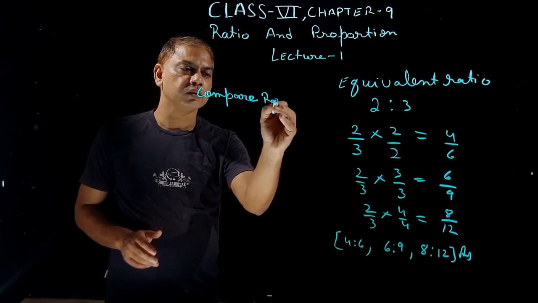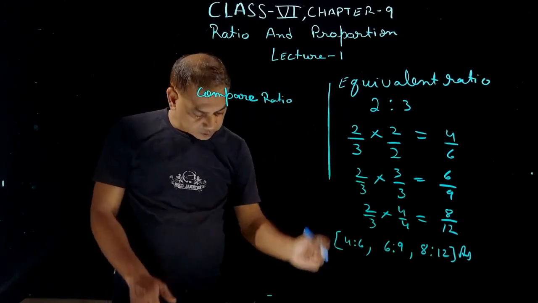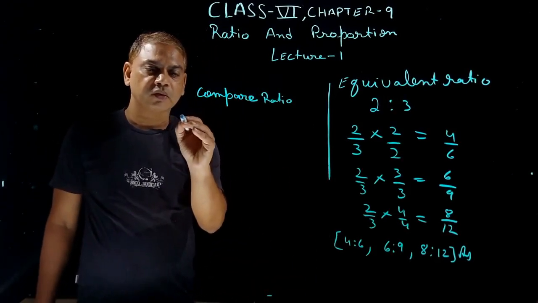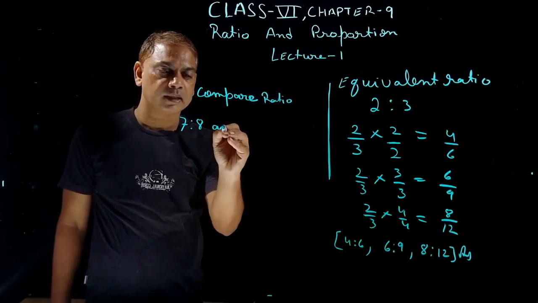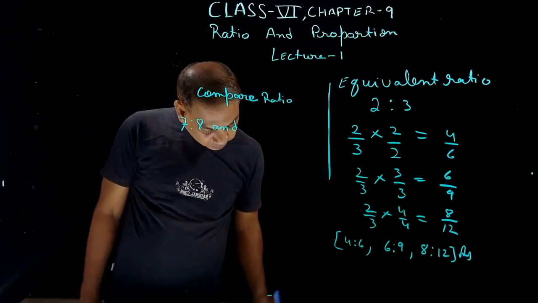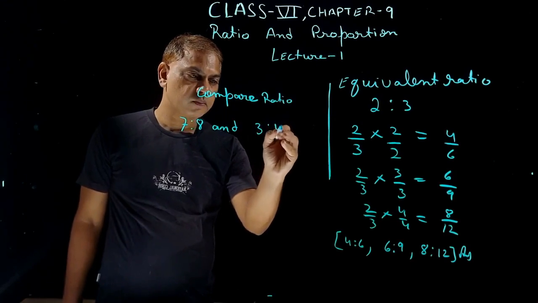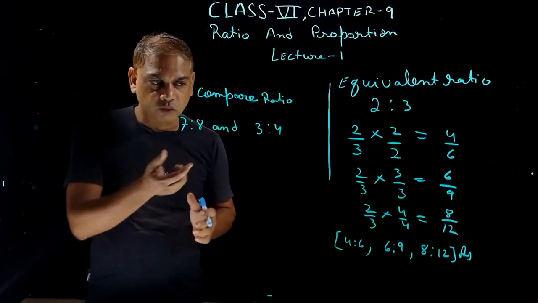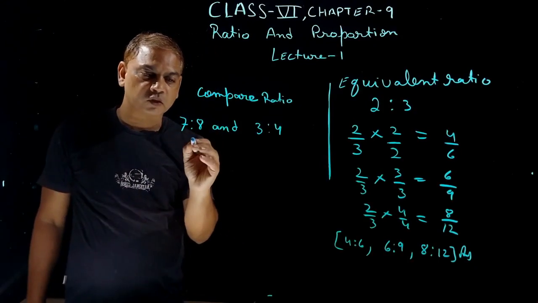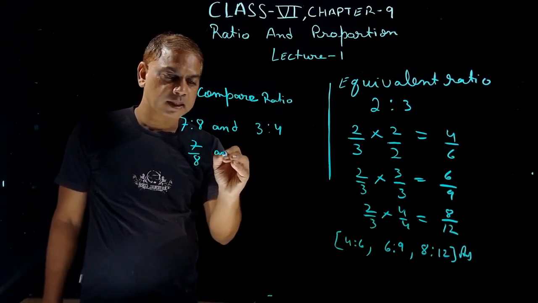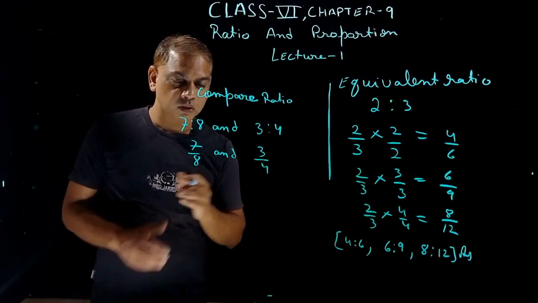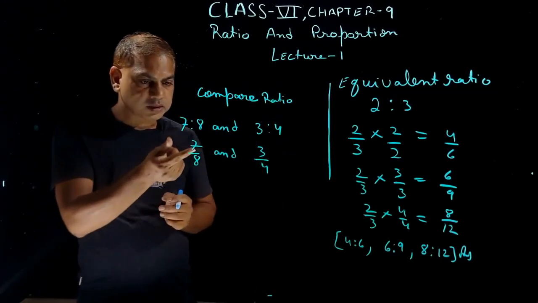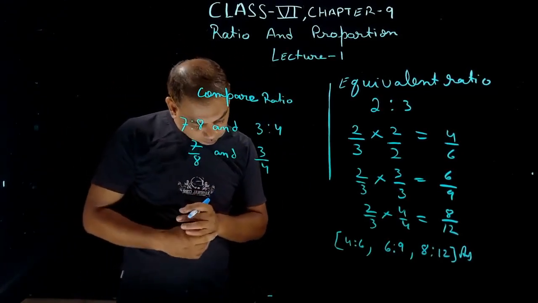Compare ratio. Okay. Now with an example I will explain to you. Let's say we have two ratios, 7:8 and the second one is 3:4. Now you have to compare them. What you will do, you will write them in fraction form, 7/8 and 3/4, right? 7/8 and 3/4.